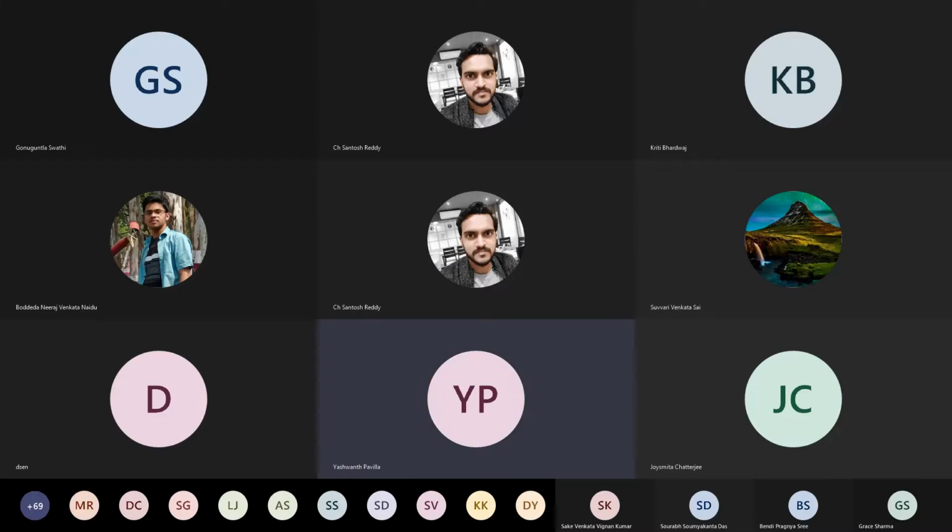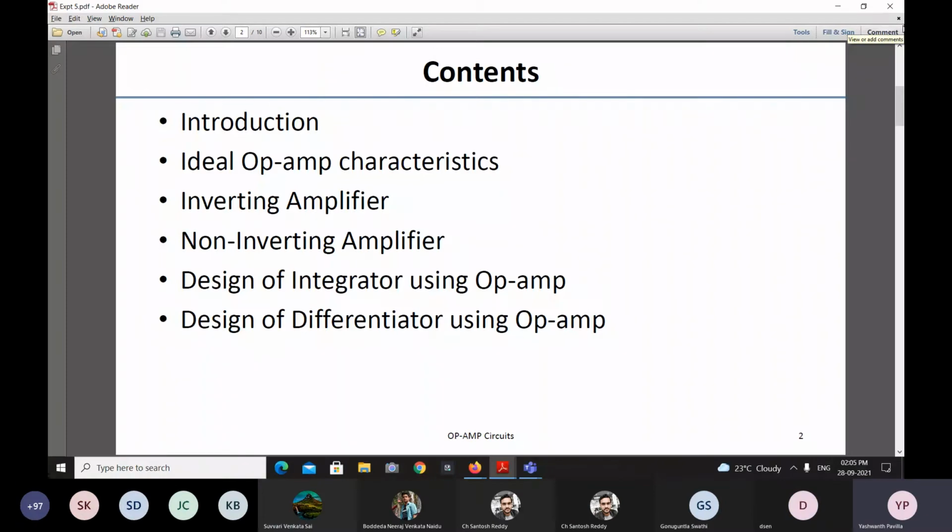So firstly, I will explain what an operational amplifier basically means, and then we will deal with how the operational amplifier is used in two modes, which are the inverting amplifier and the non-inverting amplifier. That is the first part, and then we will move to the second part, wherein you will be taught how to use this operational amplifier as an integrator and a differentiator. So let us get started.